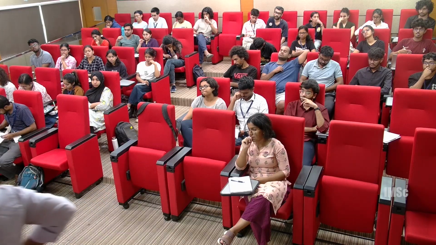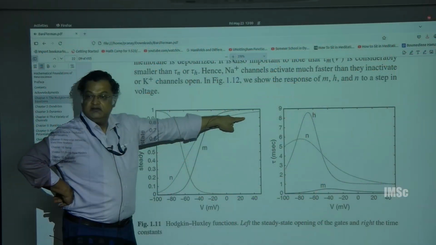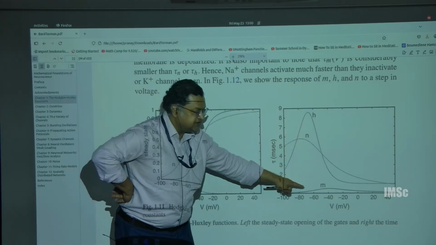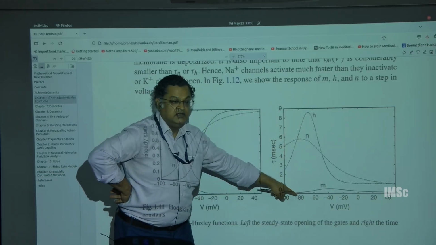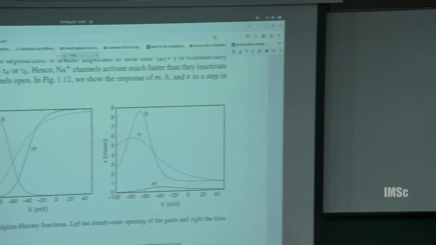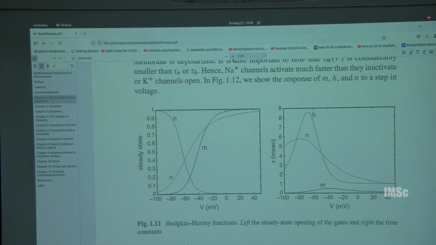So the voltage is increased. You're on that side. What happens to the N gate? It starts opening. The N gate will open up, right? Yes. Okay, and it's happening on a time scale closer to H than M. So the potassium channels are open now. If the potassium channels are open, that will depolarize the cell.